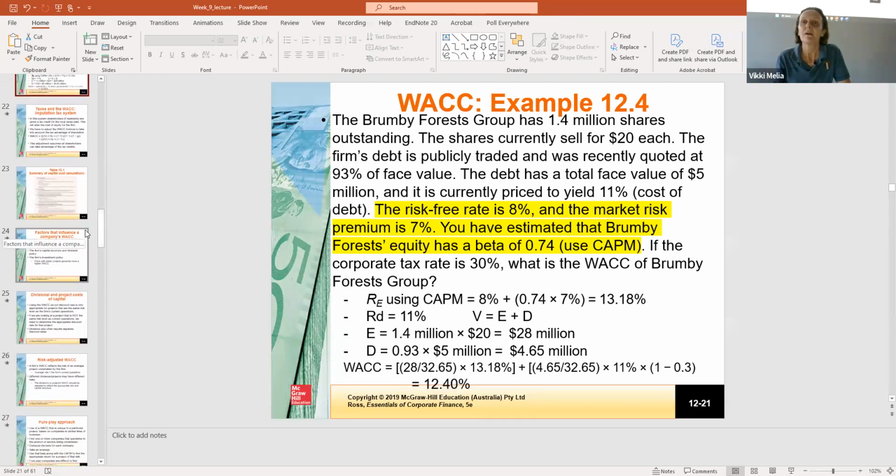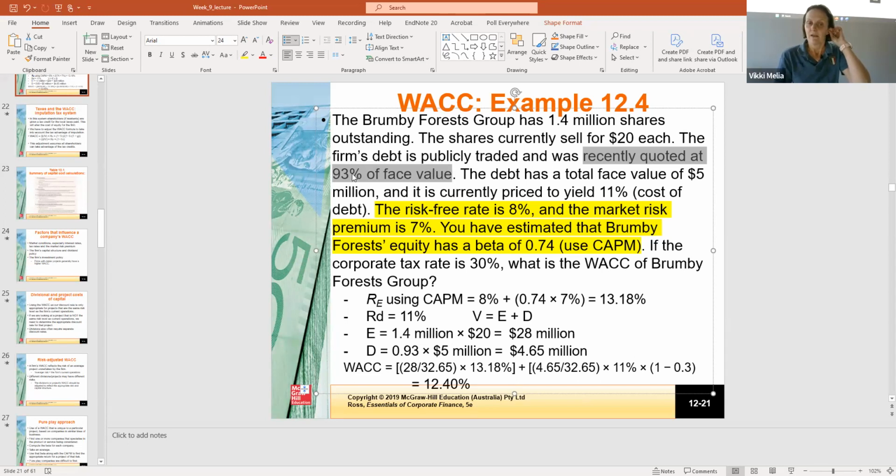Do I understand how to calculate the value of D? Yeah. So for D, they said it's publicly traded and it's been trading at 93% of the face value. That means the latest prices are 93% of face value and the total face value is 5 million. That's all we have to go off, so all we can do is say, what's 93% of 5 million? And that's what we estimate the market value of the debt is currently.